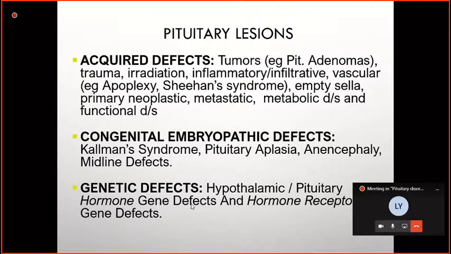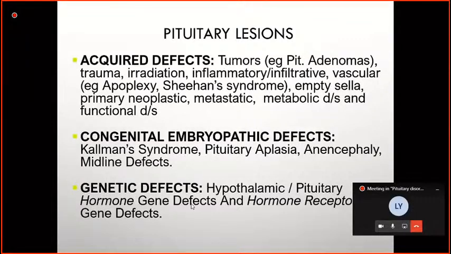excess in blood loss, and somehow in a pregnant lady, your pituitary tends to grow a bit bigger. So there's a tendency for you to have infarction, okay, when there is a sudden increase in blood loss. Okay, empty sella syndrome.